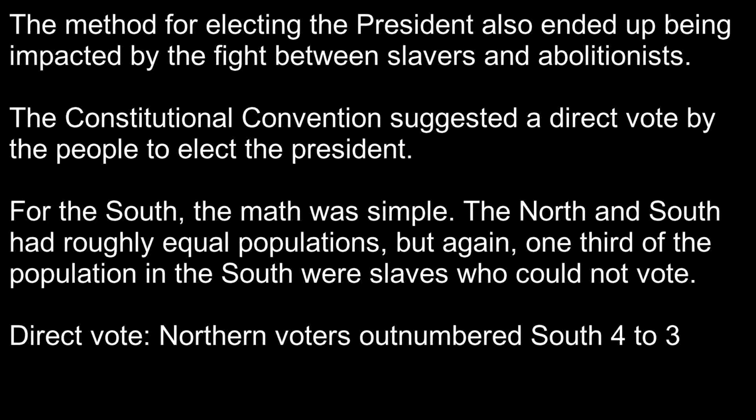But the method for electing the president also ended up being impacted by the fight between slavery and abolitionists. The Constitutional Convention first suggested a direct democratic vote by the people to elect the president. This was quickly shot down. The math for the South was simple: the North and South had roughly equal population, but again, a third of the population in the South were slaves, who would not be able to vote for president. If the president was directly voted for by the people, Northern voters outnumbered Southern voters 4-3.